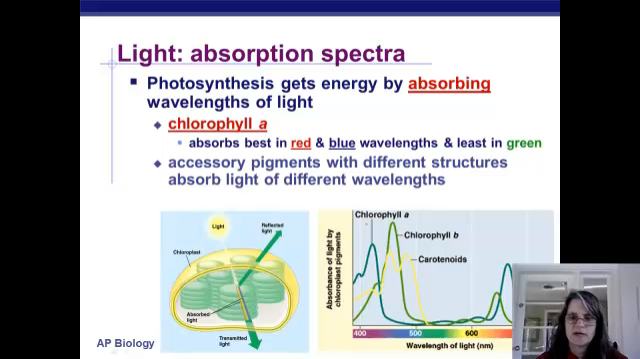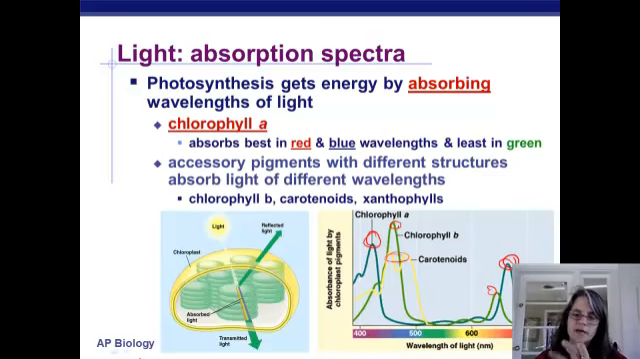Chlorophyll A is best here and here, as is chlorophyll B here and here, and even the carotenoids are better up in this blue end. So just remember, we're going to be using chlorophyll A is the really important one, but all of them do better in the blue end or in the red end, and they're rotten at absorption here in the middle.